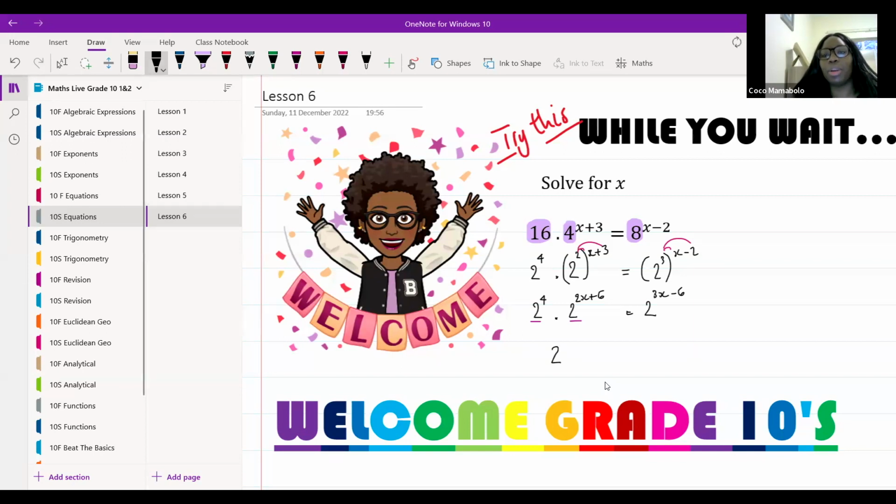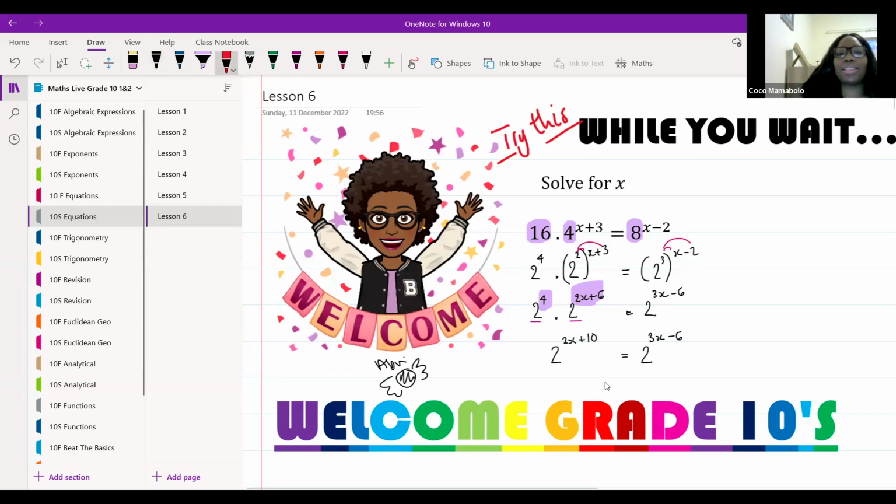This was going to become 2 to the power of, well done, a sweet for Abu. He remembered to say keep the base. There we go, there's a sweet for you. This becomes 2 to the power of 2x plus 10 because I've got 4 plus 2x plus 6, and that is equal to 2 to the power of 3x minus 6.